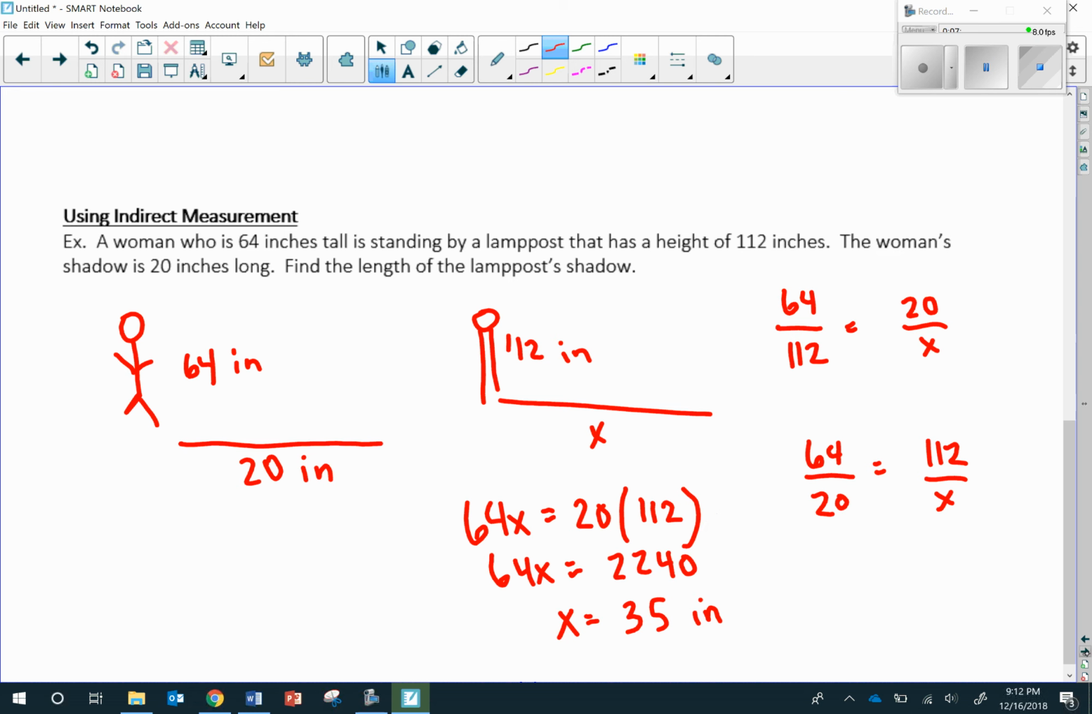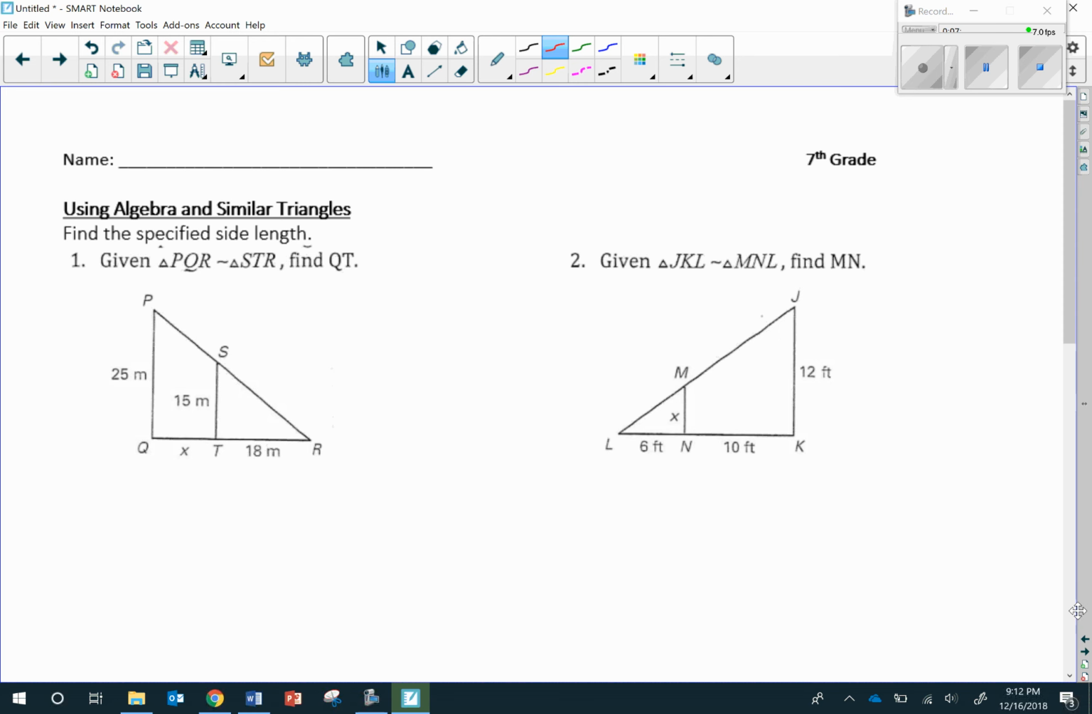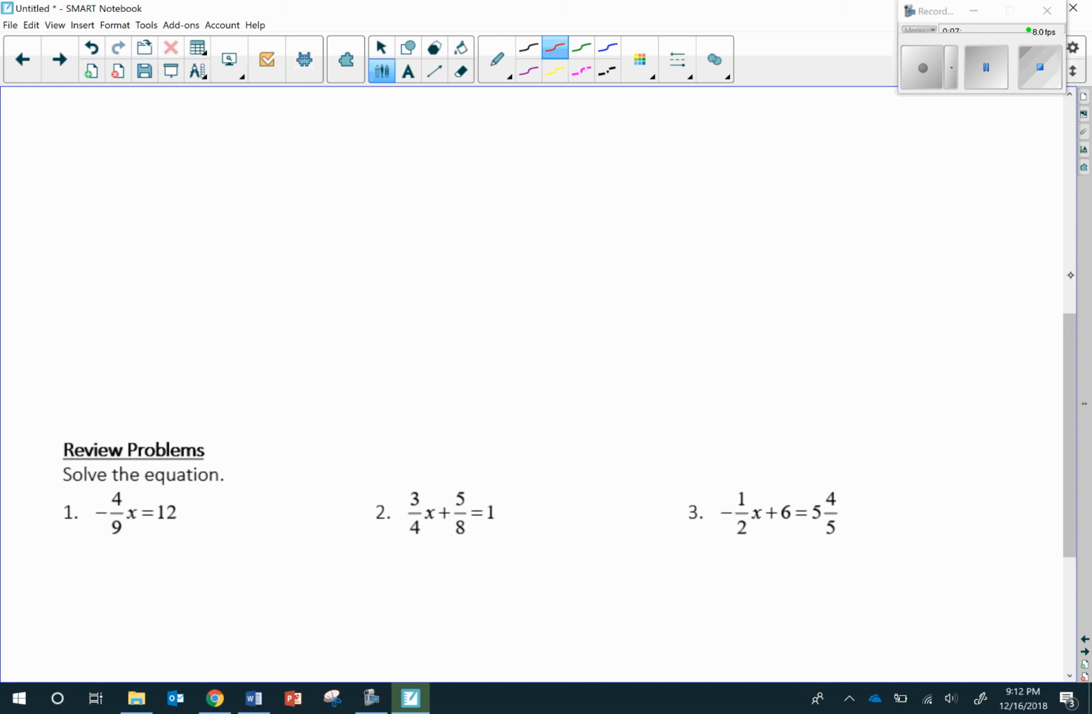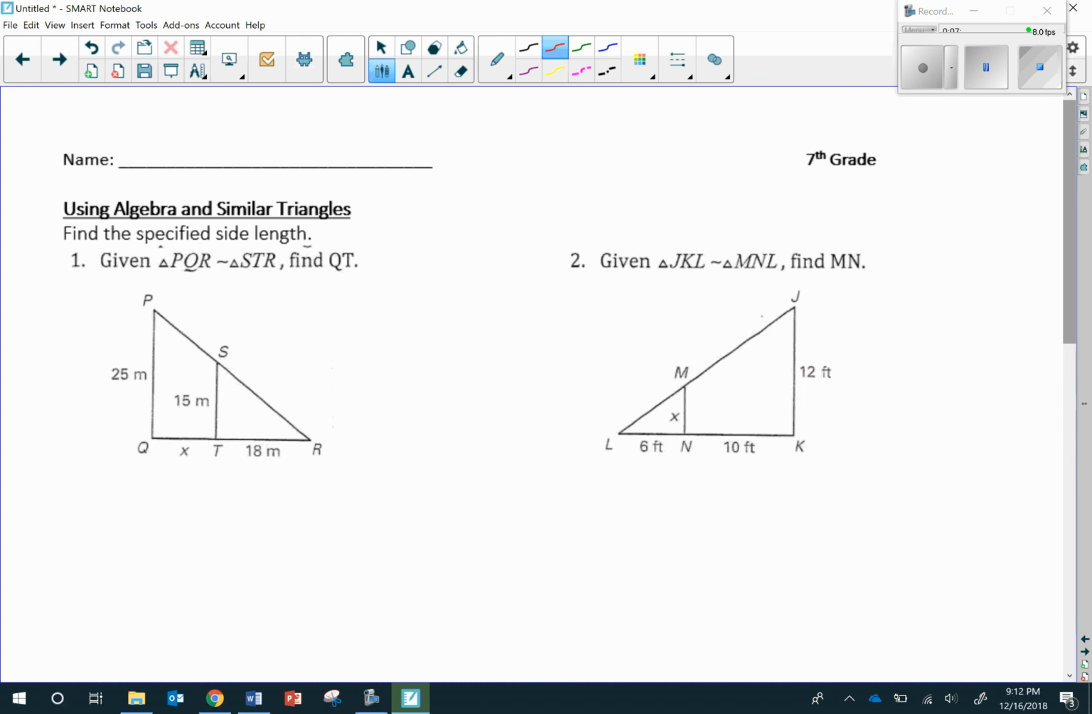All right, continuing to the back page, we're going to use algebra to find the length of these similar triangles. So it says find the specified side length. So given triangle PQR is similar to triangle STR, we're looking for QT. So we're going to do this the exact same way. However, now we're working with an additional variable. So it may help to go ahead and draw the two triangles again. So this is my first triangle, PQR, and PQ is 25, and QR is x plus 18, because we have x and 18 that we need to add together for that whole side.